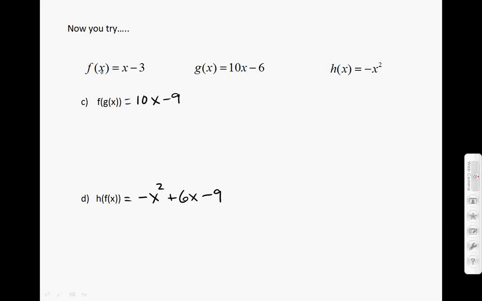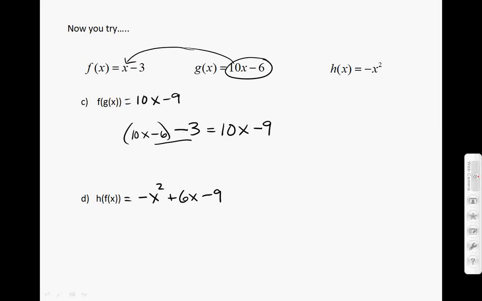Okay, f of g of x. So we're going to take 10x minus 6 and insert it into the f function. So the f function was x minus 3. So I put parentheses, and I'm going to fill in those parentheses with 10x minus 6. 10x minus 6 minus 3, well, negative 6 and negative 3 are like terms, so this will be 10x minus 9. And that's it.